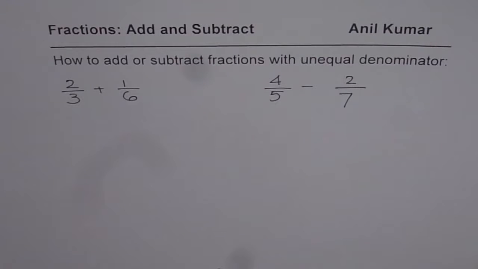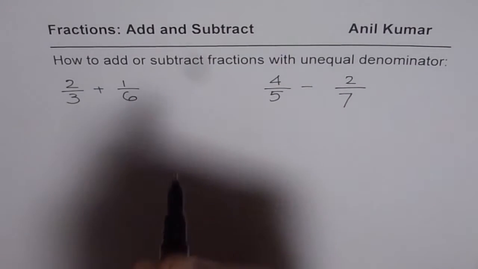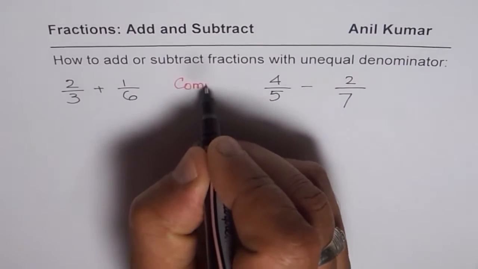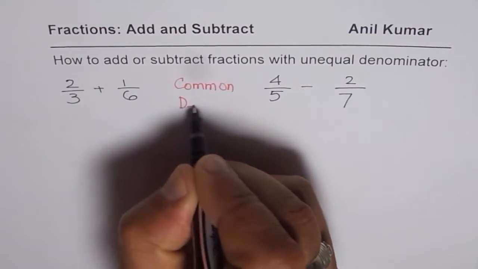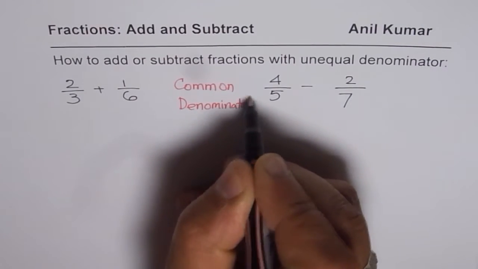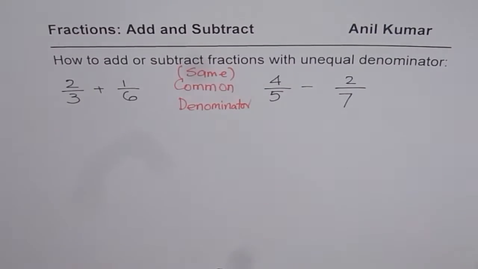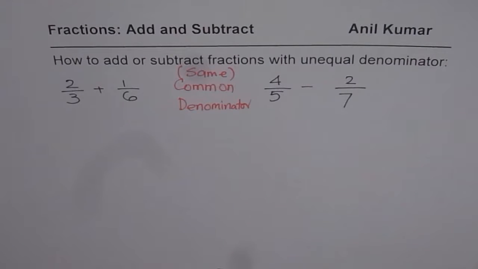Now the first step here is to make common denominators. You cannot add or subtract fractions unless you make common denominators. So the first step is, to add or subtract fractions, we need a common denominator. That is important. Common also means same denominator, right? So they should have exactly the same denominator. Only then can you add or subtract fractions. So that is the first thing which we need to understand.